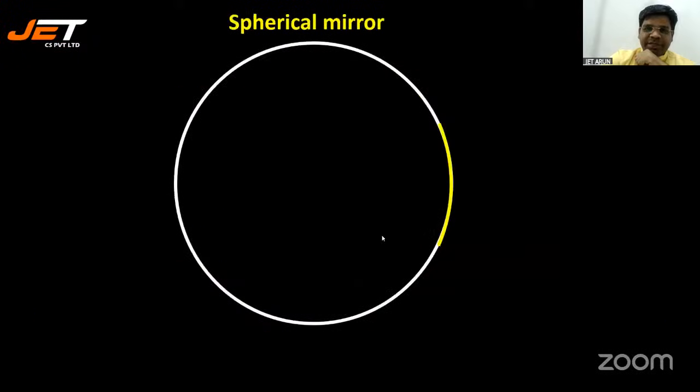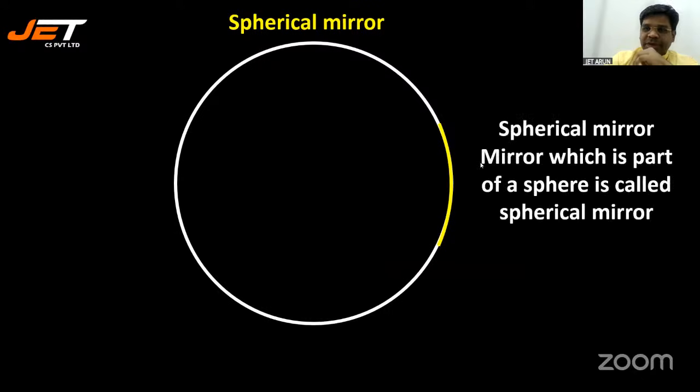All right, here is the first slide where we are talking about reflection. You've got a mirror, and we are talking about curved mirrors. One special case of a curved mirror is the spherical mirror. What is a spherical mirror, students? A spherical mirror is a mirror which is part of a sphere.